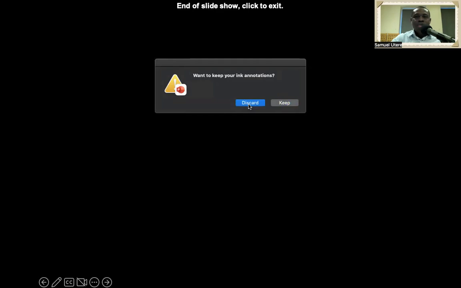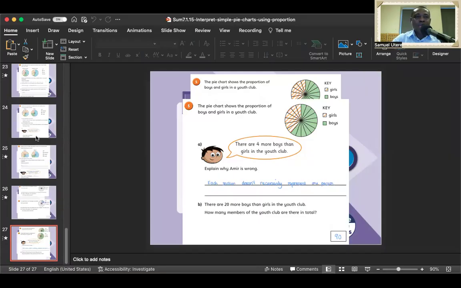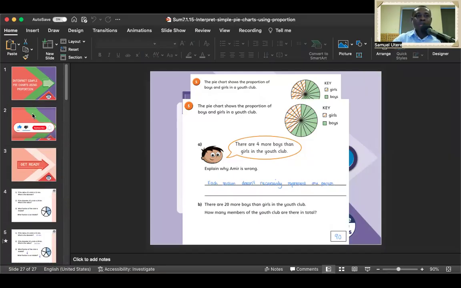And that brings us to the end of our lesson. So, really well done for sticking around for learning about the basic or fundamental knowledge of knowing how to work out and interpret pie charts using proportion. Until next time, take really good care of yourself and bye bye.